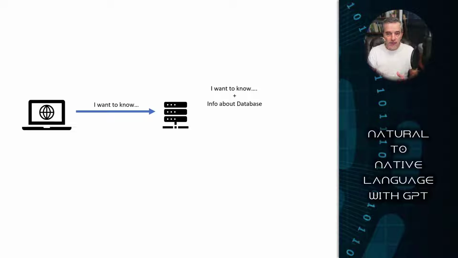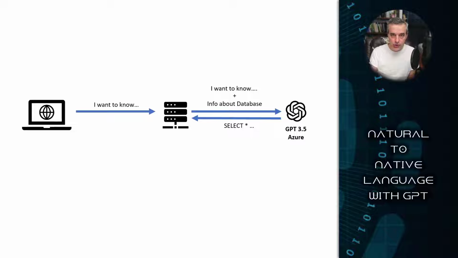Then once you have the original question plus that additional context, you pass that over to your large language model. In this case, I'm going to be using GPT-3.5 on Azure. When you pass that into GPT-3.5 on Azure, it's going to grab the question and also the additional context you provide, analyze that, create a SQL query, and return that SQL query back to the server.